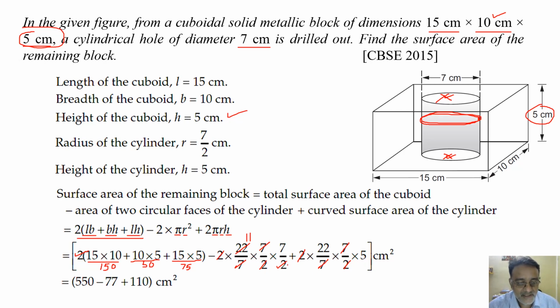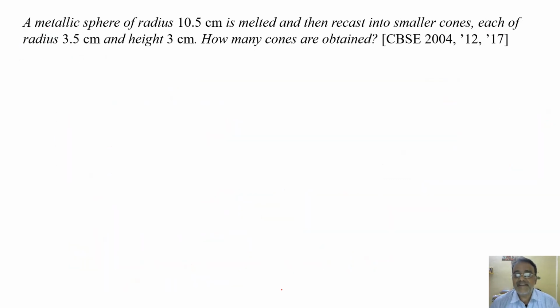Yes, sir. Right, sir. So 660 minus 77, 583. Very good, 583 centimeter square. This is CBSE 2015 question, right? So now we are moving toward the next question.